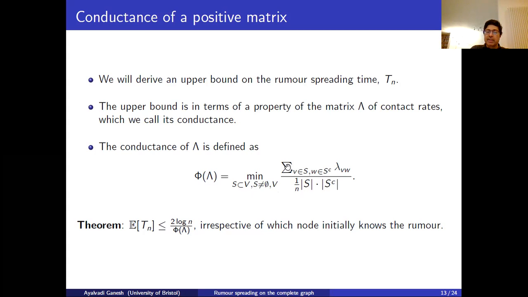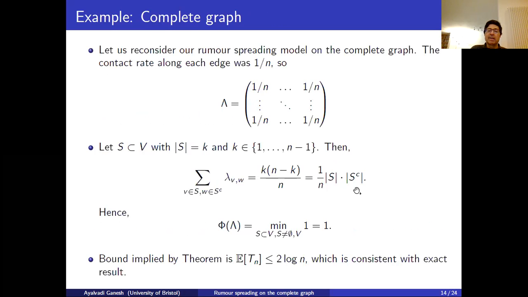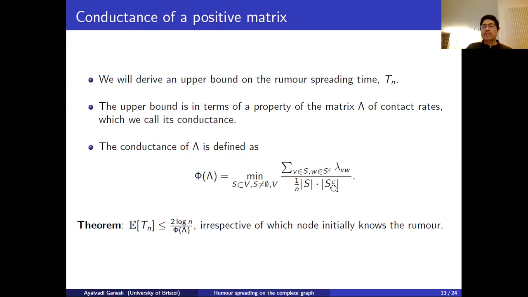And the conductance is obtained by minimizing this ratio over every possible subset of the vertex set. And we exclude only the empty set and the case where the complement is empty. In those two cases, the denominator has a 0, so this ratio is undefined. And so that's excluded from the minimum. Okay, so that's the conductance.